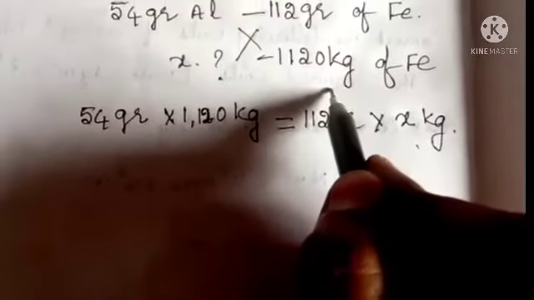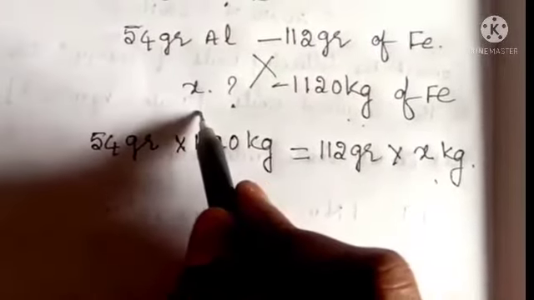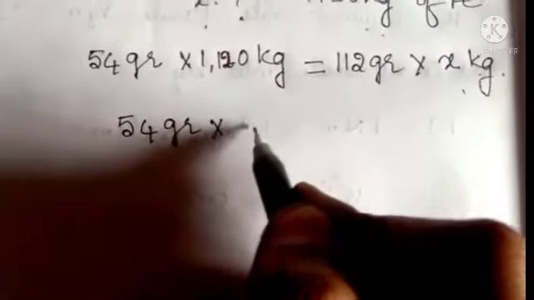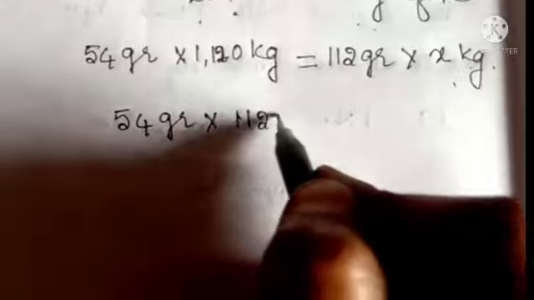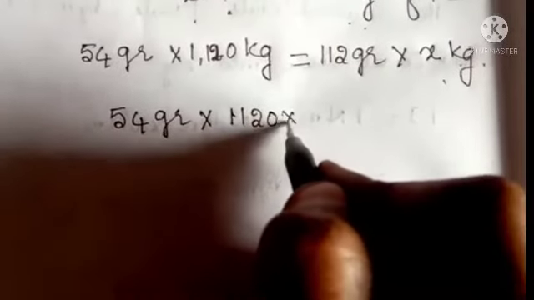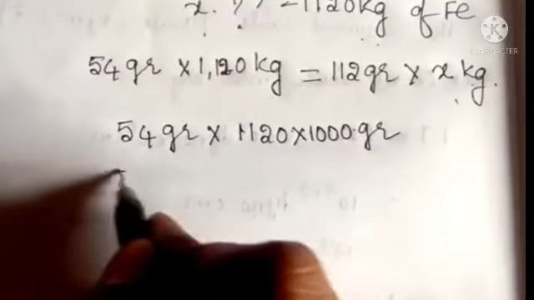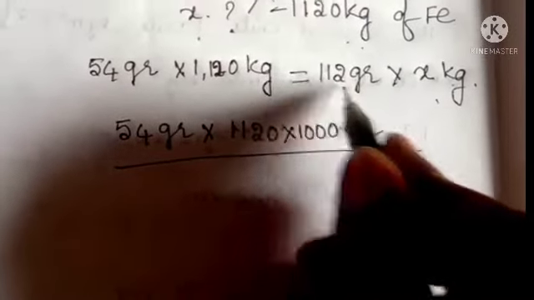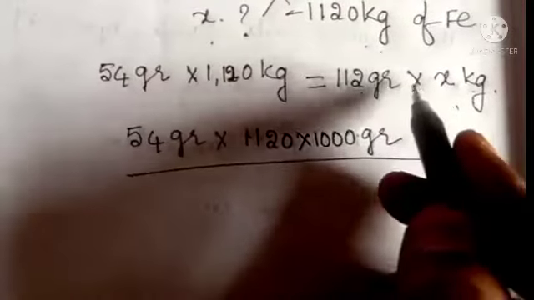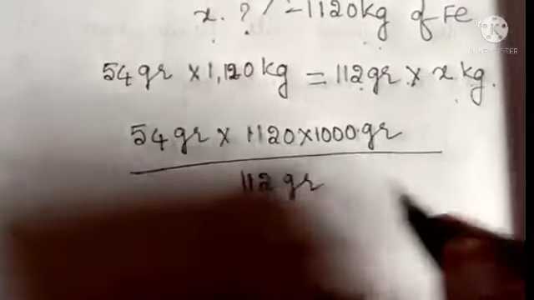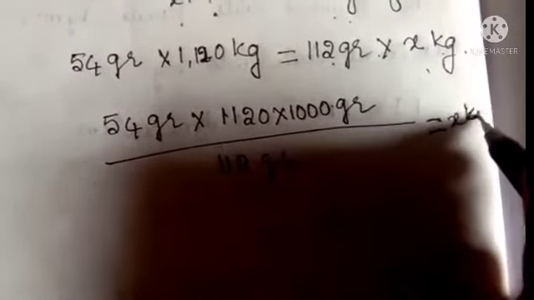Why do we write kg? The given value is in kg, so we will find the value also in kg. Then 54 grams into 1120 kg, where kg converted into grams, 1 kg equals 1000 grams, divided by the left side terms: 112 grams equals X kg.